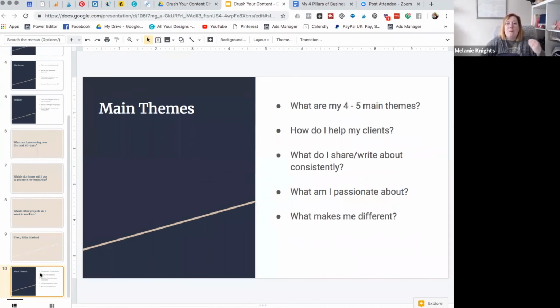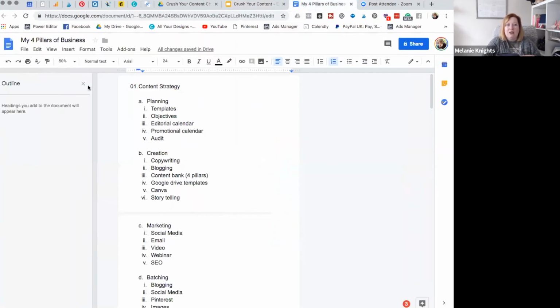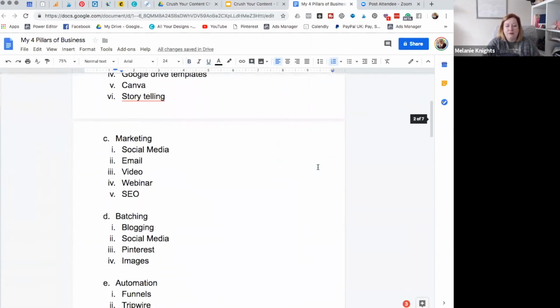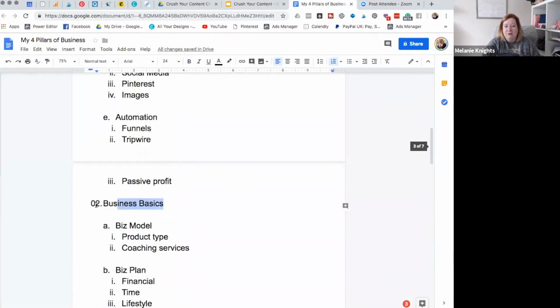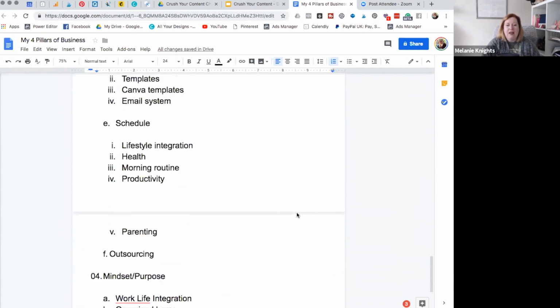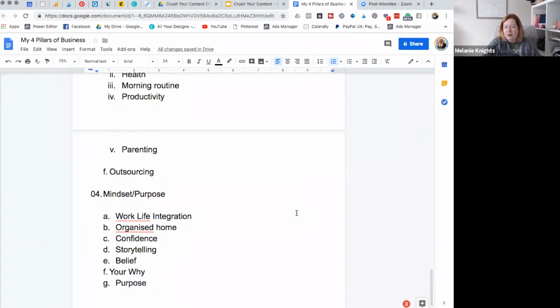So I want to show you what mine looks like, just to give you a visual of how this looks when you start to break it down. So I've tried to zoom out. I'm going to zoom in a little bit because it's not too small. Okay. So I went through and I did this last year sometime, and I looked at all of the things that I talk about in my business. And these are the main, up here, this is the main theme. So I had content strategy, and I have business basics right here. And then we have productivity, big one for me, and then mindset and purpose.